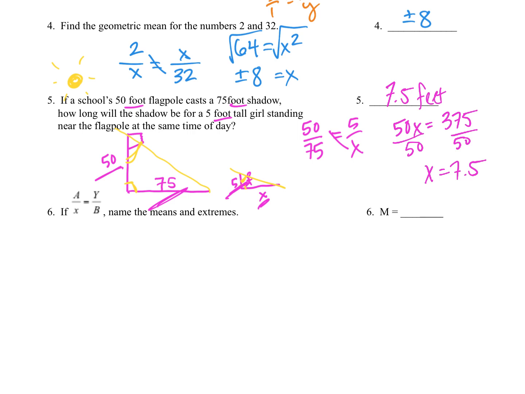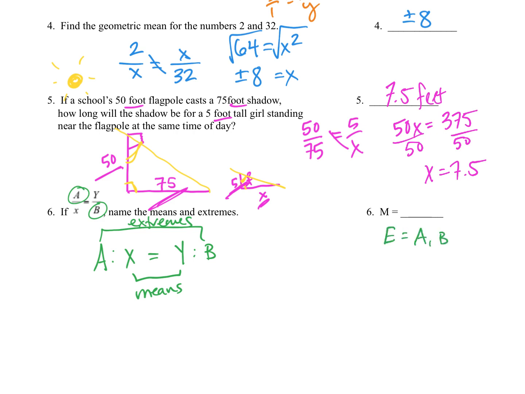On our next one, we're talking about our means and extremes. So we are going to rewrite a over x as a to x and y over b as y to b. So remember, we can write ratios in lots of different ways. The colon is one of the ways. Means are the middle numbers. Extremes are the end numbers. So the first and last terms are my extremes. So my extremes are A and B. And my middle terms are the middle guys, so X and Y.